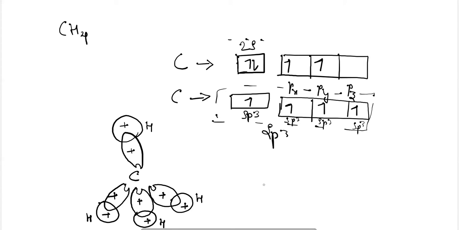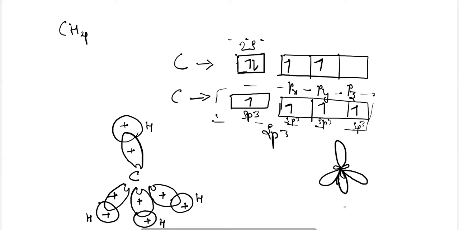So the CH4 structure will be something like this, and here the carbon atom's nodes will look something like this. This is the node with lobes. Okay, these are the lobes and nodes. This will be the sp3 hybridized orbital shape. One node will be here and one will be here in the below part.